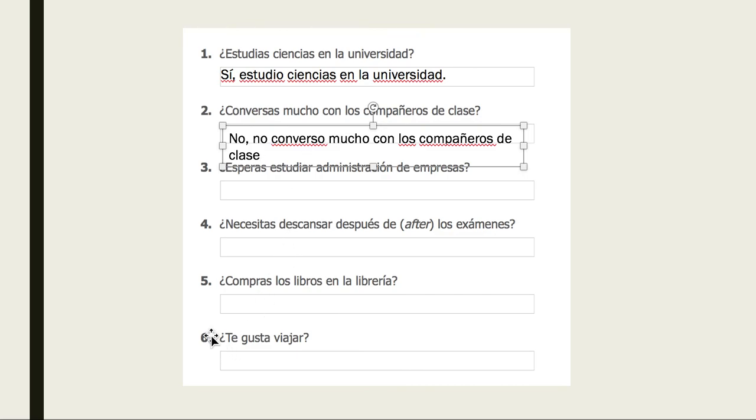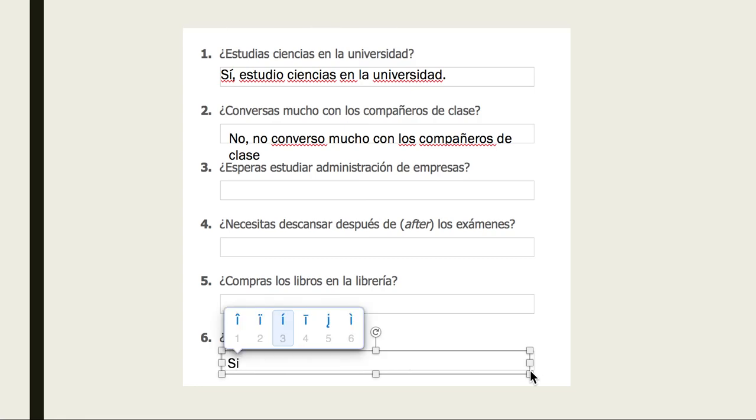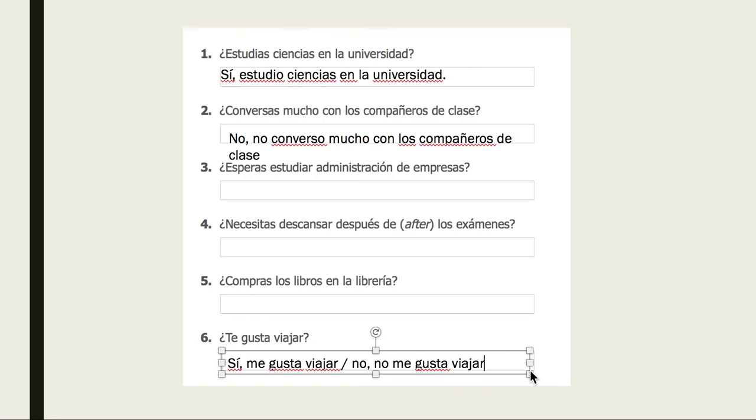With the last one, we're not going to learn gustar until chapter 3, I believe. So the answer for number 6 is sí, me gusta viajar or no me gusta viajar. Don't worry about that. We'll learn about gustar later.